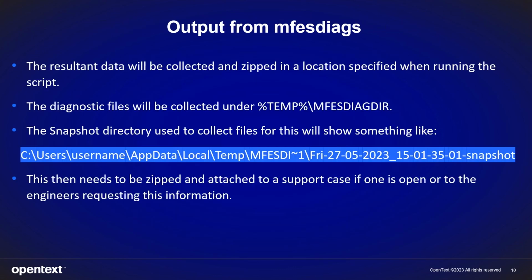So once the mfesdiags.cmd script has been run on Windows, the resultant data will be collected and stored in a location that's specified when you actually run the script. So the diagnostics file will be collected under /temp/mfesdiag.dir, but the actual snapshot directory used to collect the files for this run is then created in a subfolder to that directory, as shown in the example on the screen.